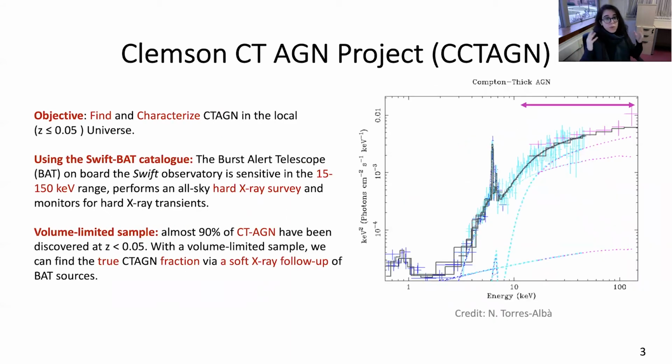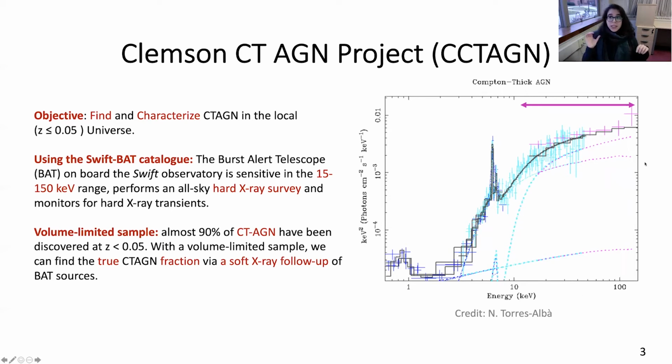Well, in order to properly study this, we have started the Clemson Compton-Thick AGN project. And our objective is to find and characterize all the Compton-Thick AGN in the local universe. We do this using the Swift-BAT catalog. Swift-BAT is an X-ray observatory that monitors the whole sky in the hard X-rays in the 15 to 150 keV range. This is the range shown in this plot in pink.